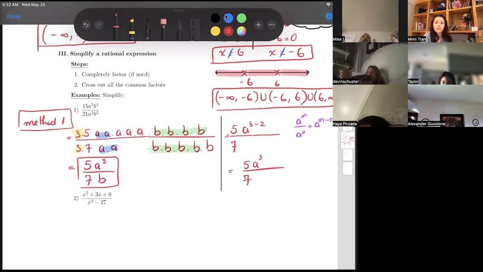What about b? Which one is larger, b to the 4 or b to the 5th? B to the 5th, right? So they have a bigger exponent, so we're gonna subtract on the bottom. Better yet, I'm gonna leave it on the top, so it's gonna be b to the 4 minus 5. And that's okay. 4 minus 5 is -1. So I got b to the -1.